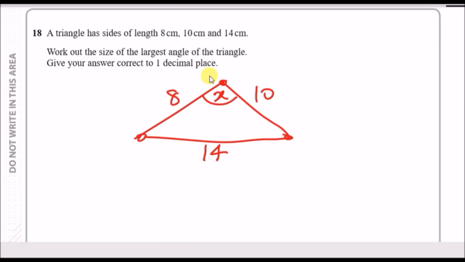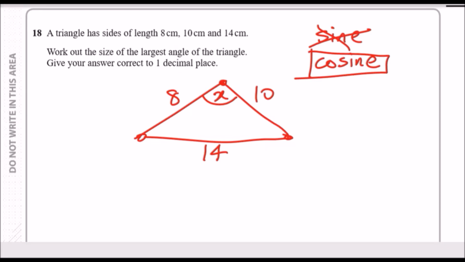Now to work this out, if you're not too sure, it's either going to be the sine or cosine rule, but in this case it's definitely the cosine rule. Why? Because the sine rule needs 2 angles and 2 lengths. We're only working with 1 angle and 3 lengths, so it's definitely not the sine rule. So we're going to have to use cosine by default.